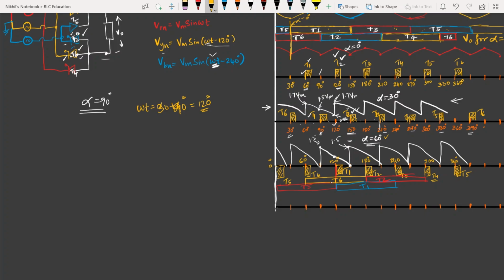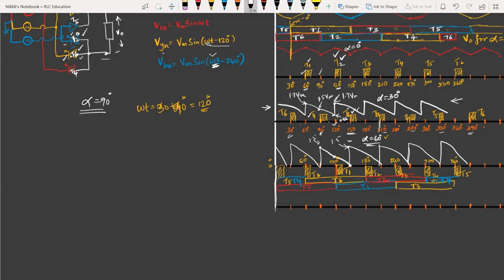At 240 degrees T3 is turned on. So up to 360 degrees T3 will be conducting, or T3 will be on. At 300 degrees T4 is turned on. So up to the next 60 degrees like this, T4 will be on. Okay, so now we understood which thyristors are conducting at which time periods, isn't it?